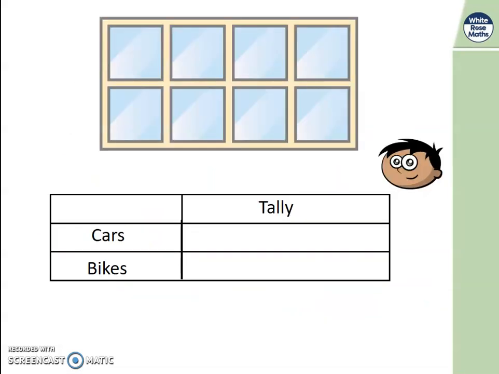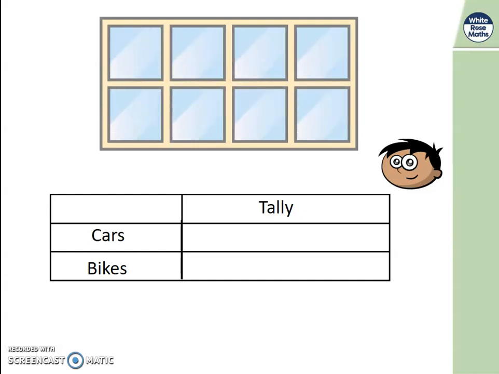Here we've got somebody looking out the window and he's counting the amounts of cars that he sees and the amounts of bikes. So can you quickly pause the video and draw this tally chart in your book, and then we'll get ready to count the cars and the bikes going past the window. And every time you see one go past the window, you can add a tally onto your chart. Are we ready? Let's look.